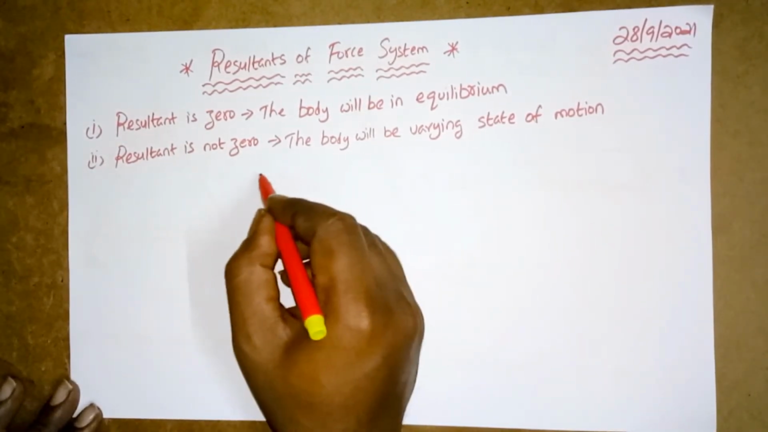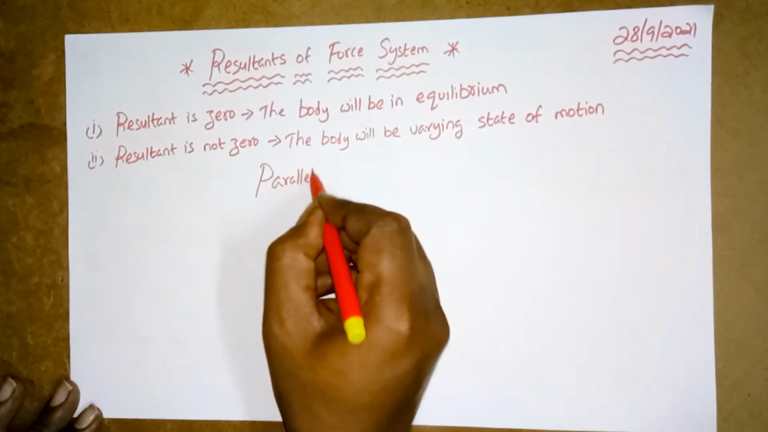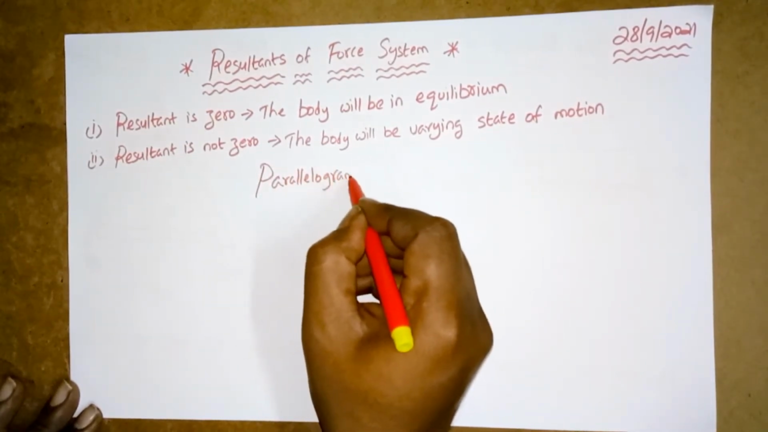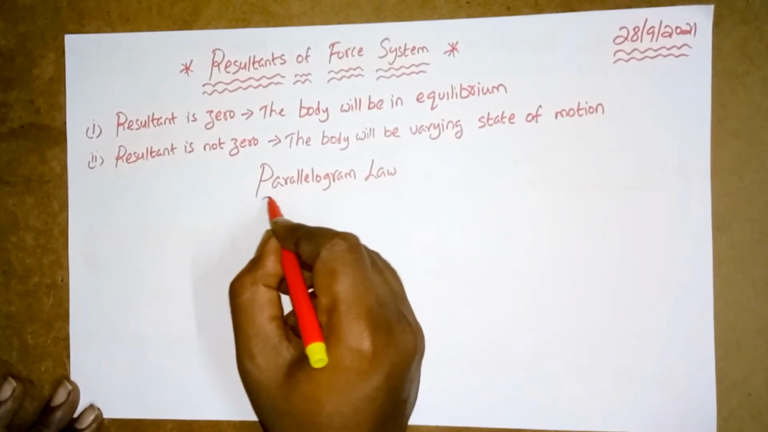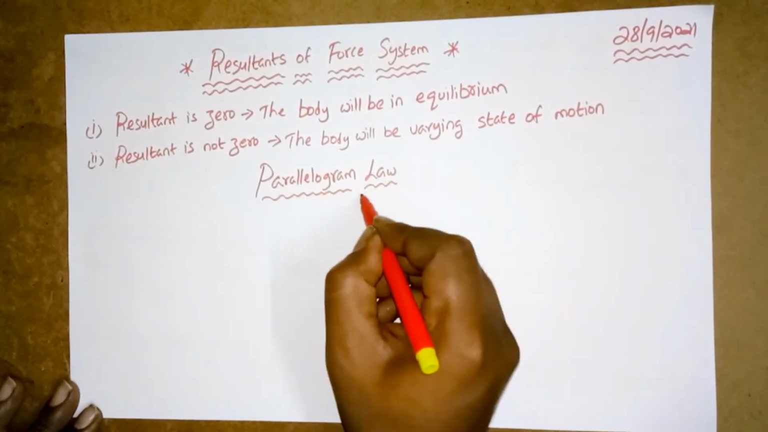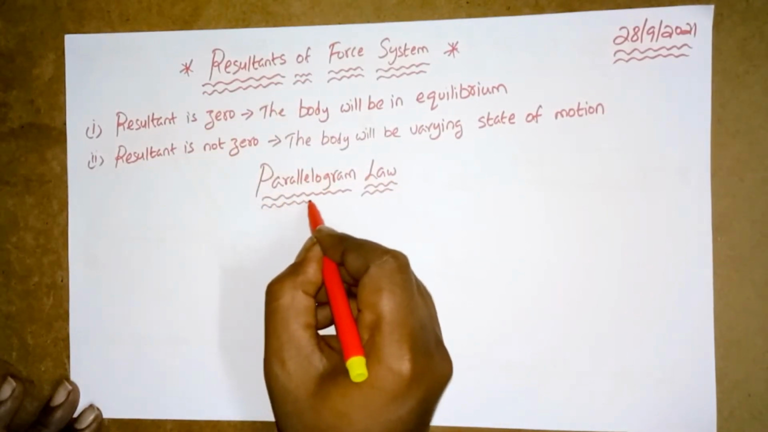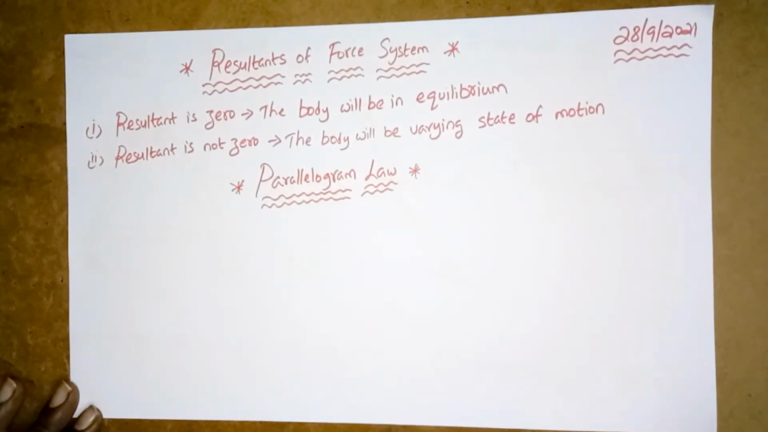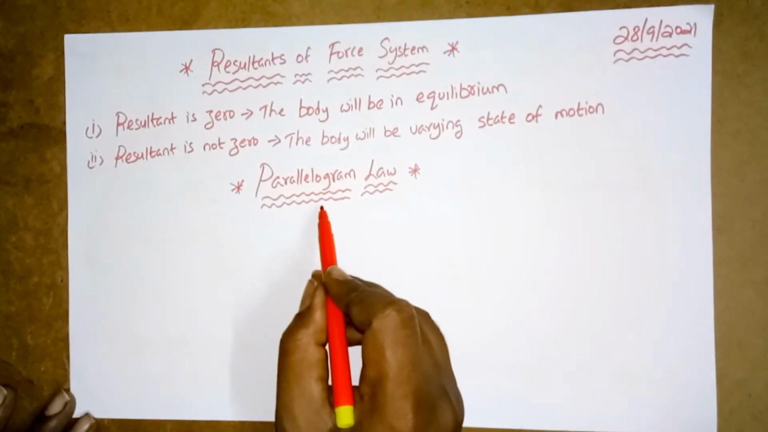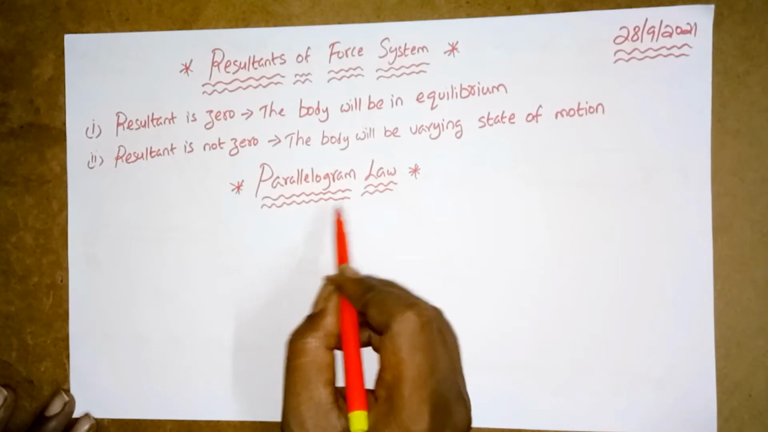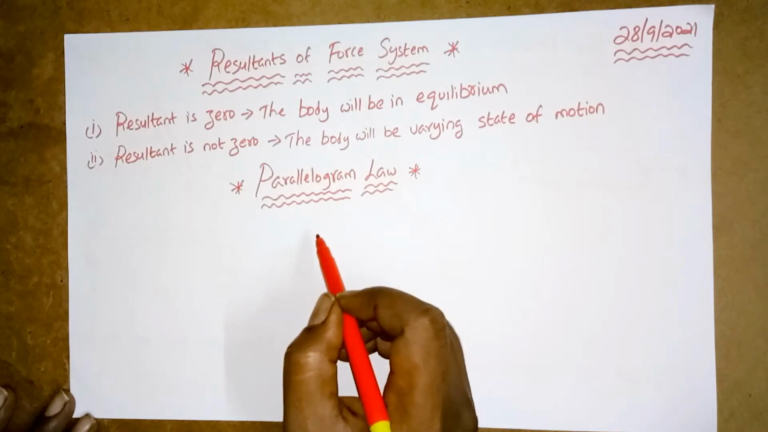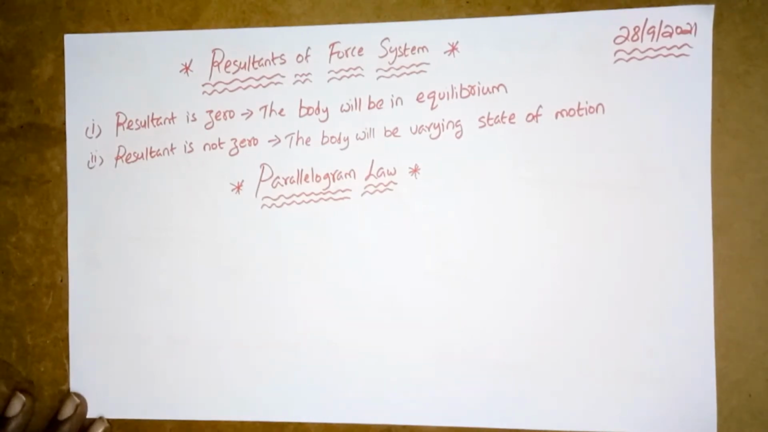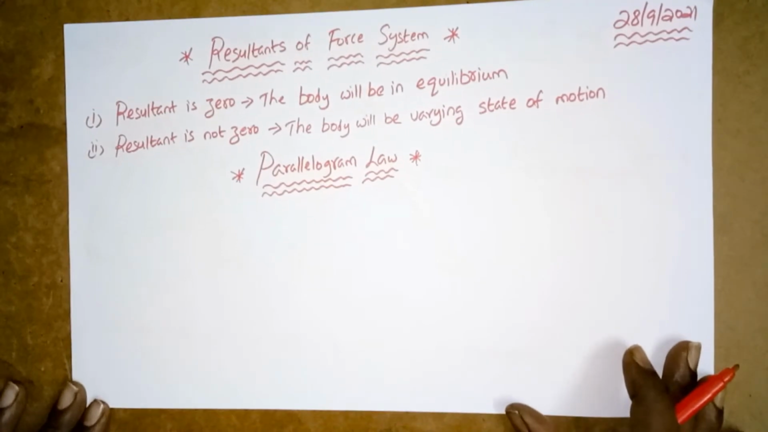Parallelogram law. In this law we will come to know the resultant. At the end of this experiment we'll know what the resultant is. The method of vector addition is based on this parallelogram law, which is one of the fundamentals of mechanics. It can only be demonstrated by an experiment. Now we will see the setup of this parallelogram.